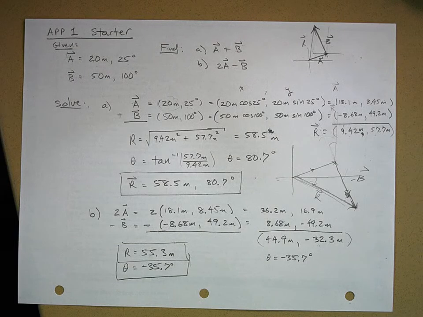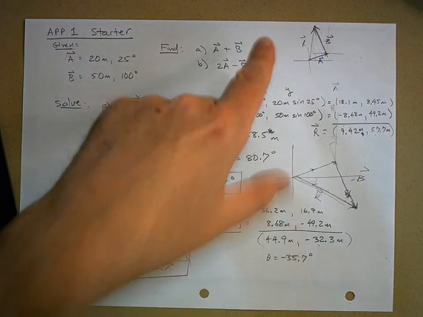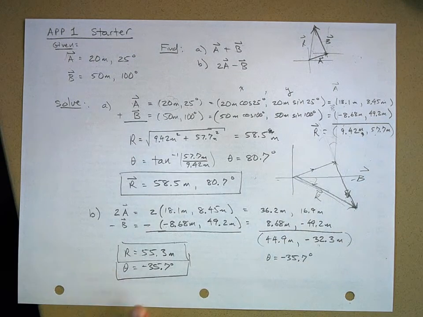Because sometimes you leave your calculator in what? From your math class. Radians. And you get bizarro answers if you do that. And if you get bizarro answers and you look at your sketch and go, whoa, wait a minute, then you can fix your mistake. Okay, any questions? That is all.